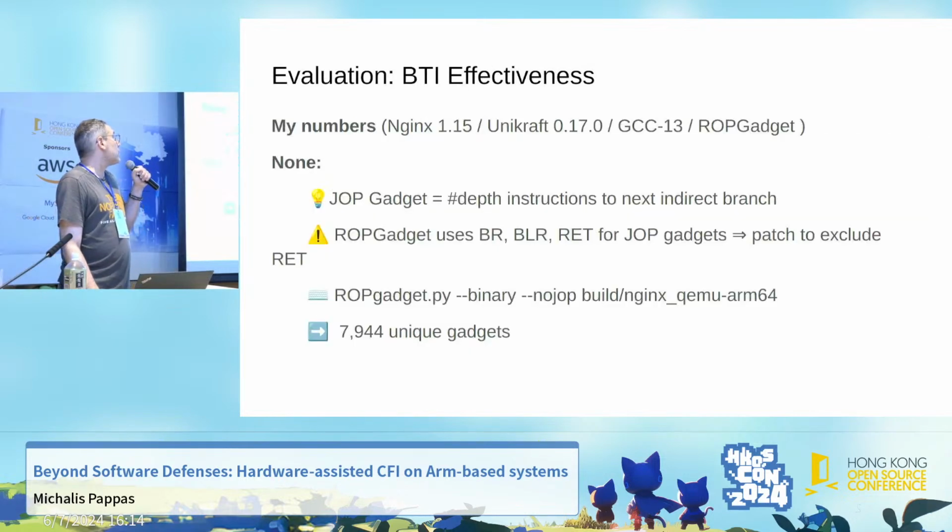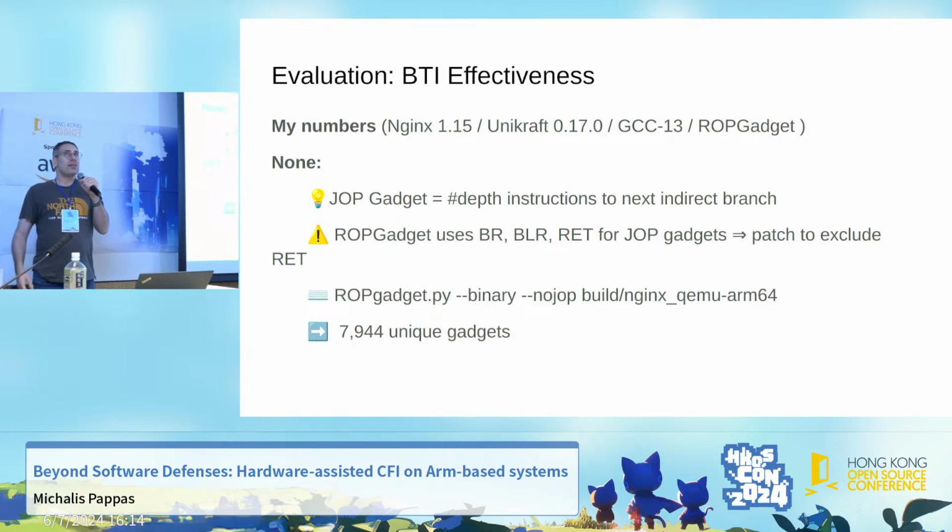Okay, so I did the same for BTI. Defining JOP gadgets is a little bit more tricky than ROP gadgets, but it's not that hard. When we say depth, we mean a certain number of instructions. So the depth of a gadget is, let's say you want your gadget to consist of 3 instructions or 5 instructions, right? Essentially, a JOP gadget is depth number of instructions until an indirect jump.